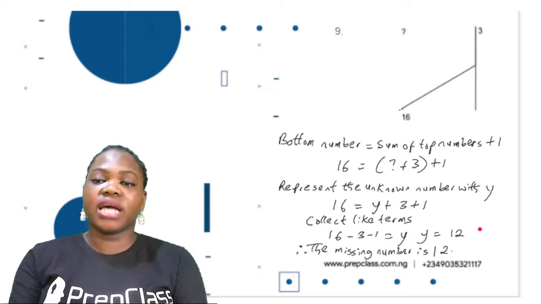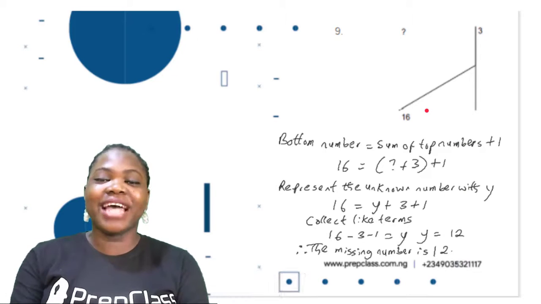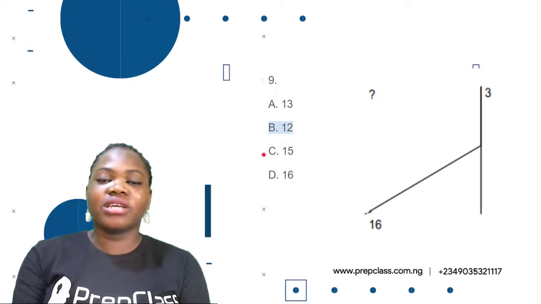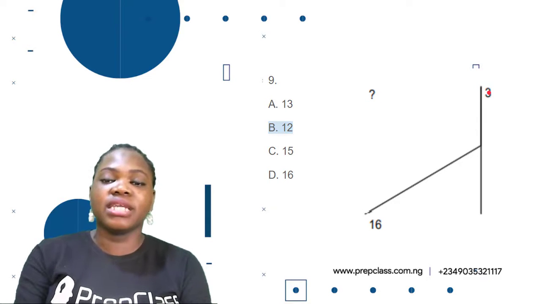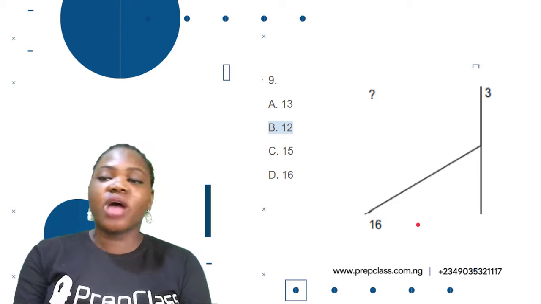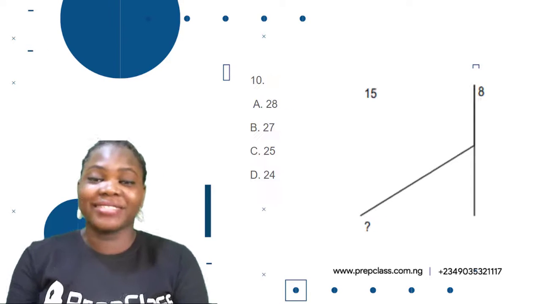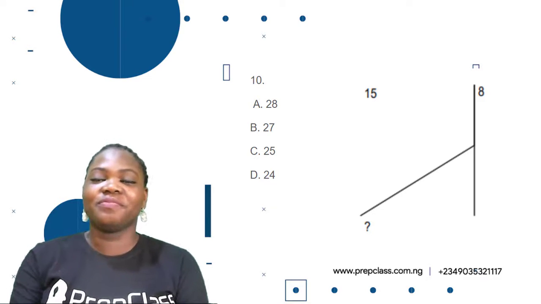Now let's find out if that is correct. 12 plus 3 is 15. 15 plus 1 is 16. Yes, this means that we are correct. Now let's find out which of the options is correct. So the correct option is B, 12, because 12 is our answer. All we have to do is to add the top numbers and then we add 1 to it again to get the bottom number. 12 plus 3 is 15. 15 plus 1 is 16. As simple as that. Number 10, which is the last question in this video.